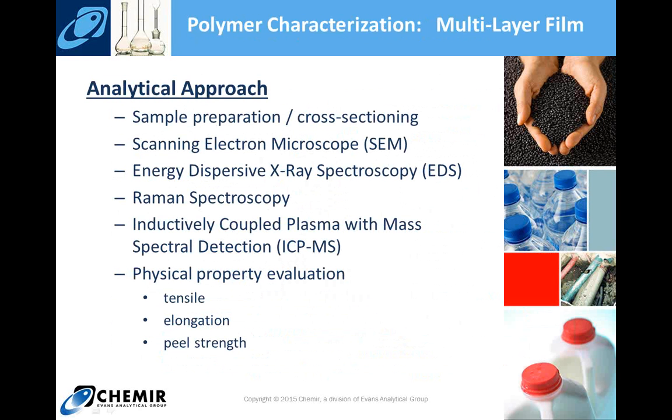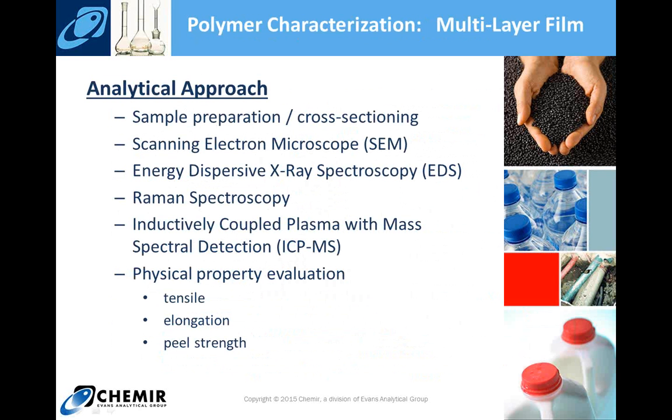We used scanning electron microscopy, energy dispersive spectroscopy, Raman spectroscopy, even some ICP for quantitation of elements, and physical property testing, just to make sure that the material in its final form met certain physical property needs: tensile, elongation, even peel strength.